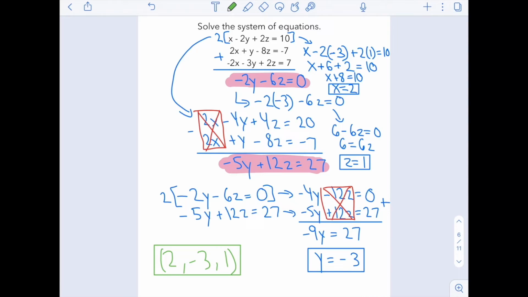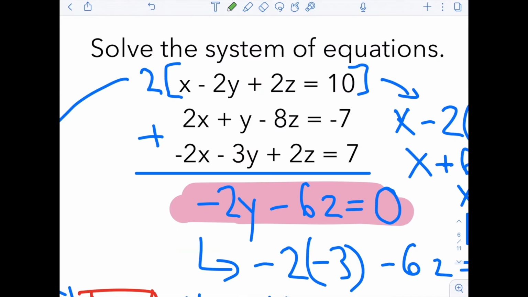Just to make sure, I'm going to check my answer and plug everything into all three equations to see if I did this right. For x, we got 2. For y, we got negative 3. And for z, we got 1. So 2 minus 2 times negative 3, so that's 2 plus 6 right here. So that's 8. And plus 2 times 1, so that's plus 2, and that equals 10. So it works for the first equation.